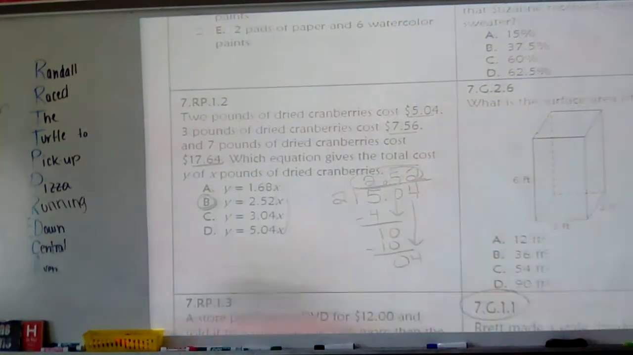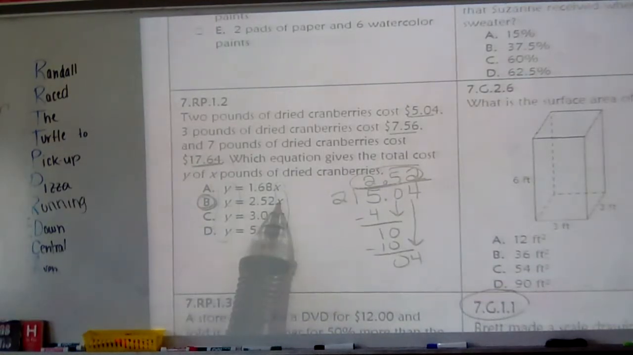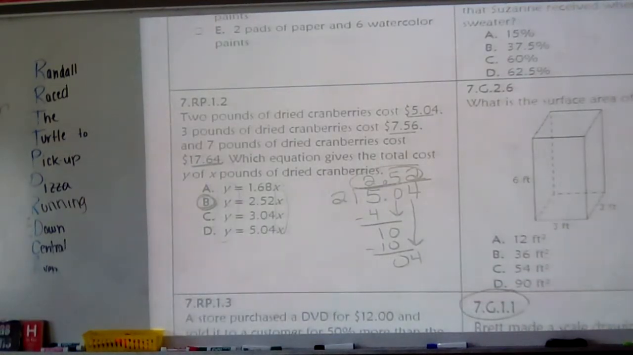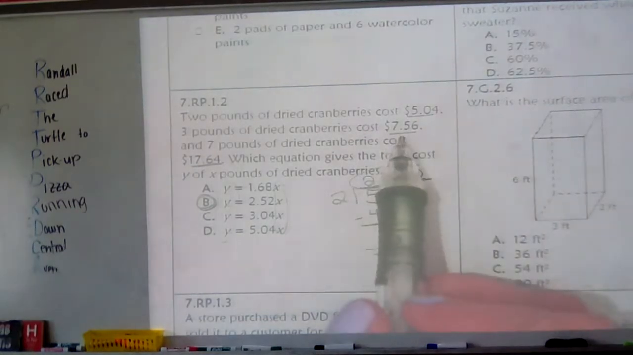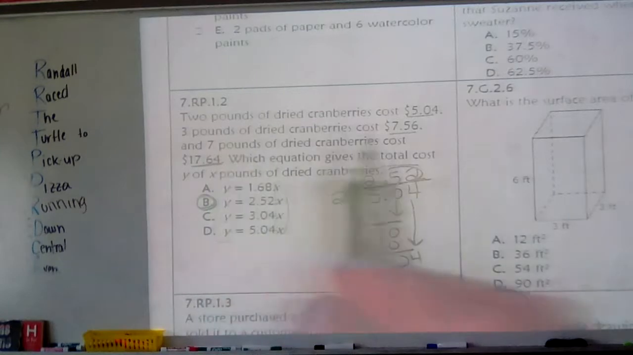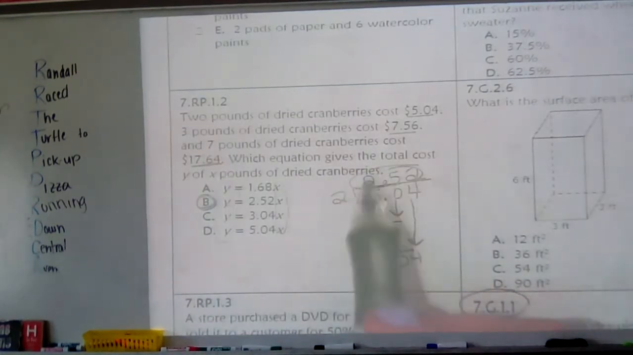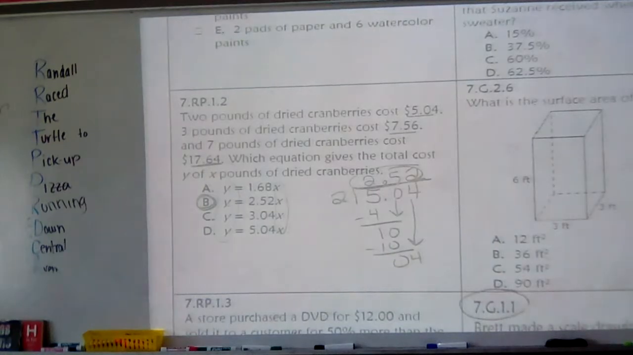So the equation that gives the total cost that you would spend for a certain number of pounds would be $2.52. If we wanted to, we could check the 3 pounds and the 7 pounds, and when we divide this one by 3 and this one by 7, we should get $2.52 every time. For the sake of our time, I won't do that.